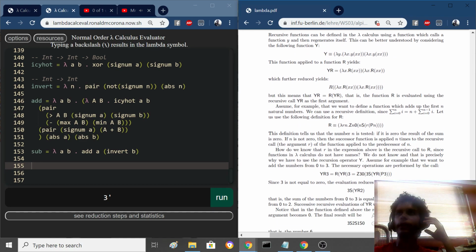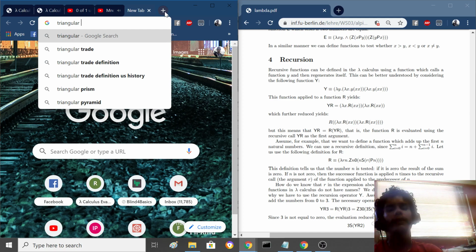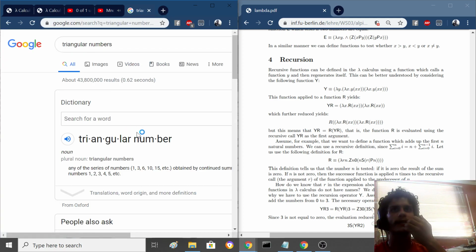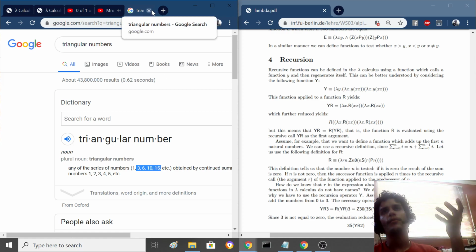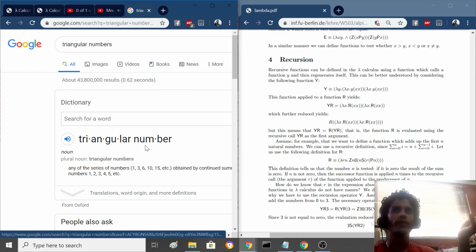Here's basically an example of recursion being used. Here's the function r, which is going to be used recursively, but we'll call it the triangular number factory. What are triangular numbers? It's a series of numbers 1, 3, 6, 10, 15, etc. It's the sum of the first n natural numbers. The first one is 1, the second one is 1 plus 2, the third is 1 plus 2 plus 3, and the fourth is 1 plus 2 plus 3 plus 4, which gives us 10.